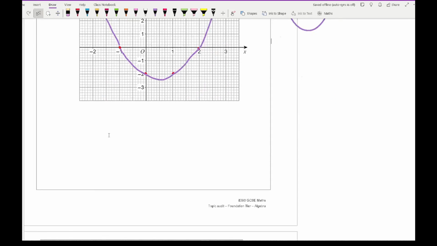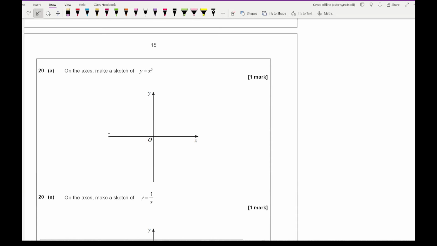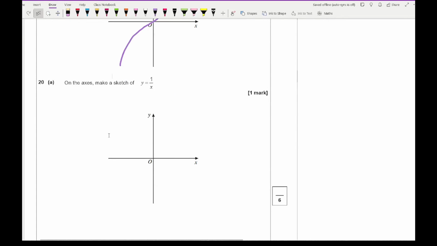And again, you want to make sure that your line goes through the points and mimics the U shape as much as possible. Moving on to question 28, it says on the axes make a sketch of y equals x cubed. So you want to draw a cubic graph, and your cubic graph should go through the origin and have a shape that looks something like that. Then it says on the axes make a sketch of y equals 1 over x. This is a reciprocal graph and should look something like this, making sure that your two little curves do not cross any of the axes.